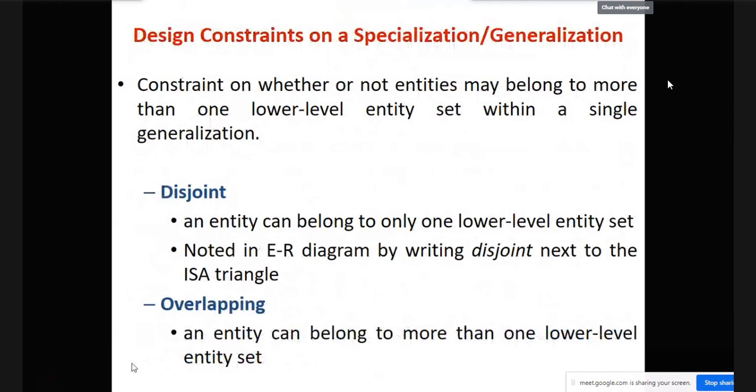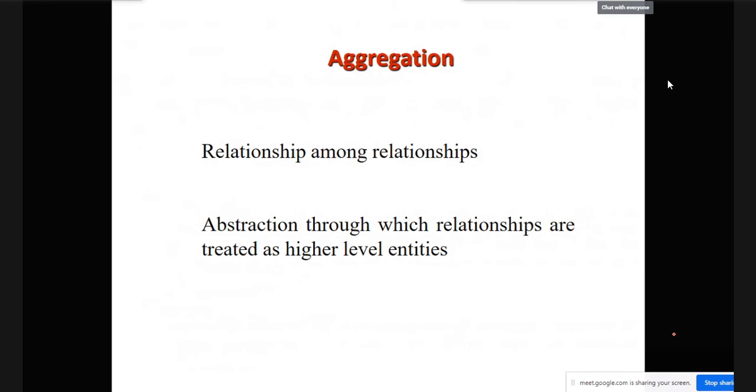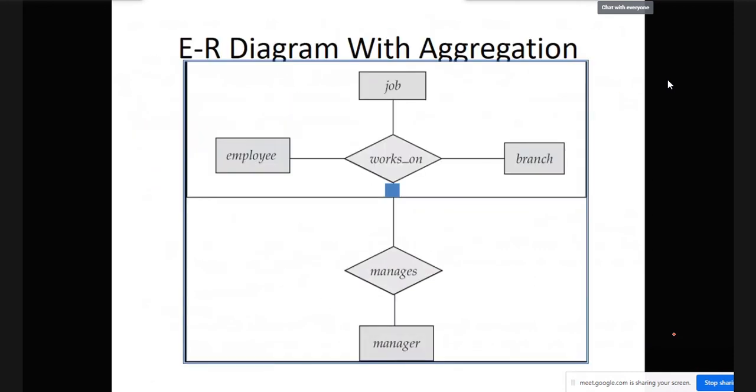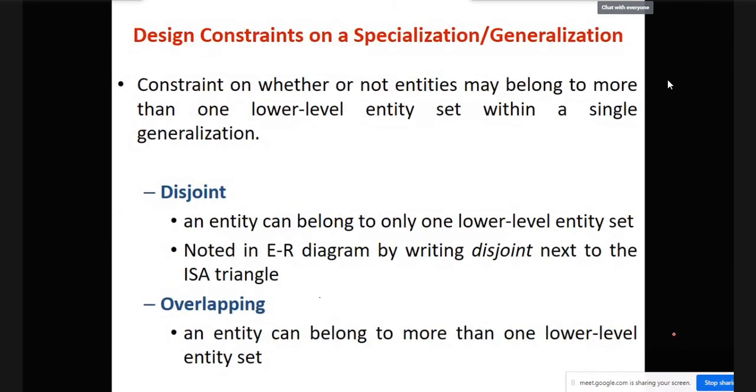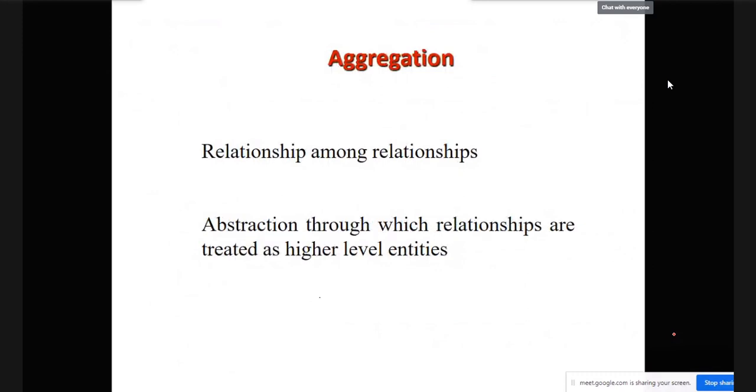So that is given. An entity can belong to only one lower level entity set. That is known as disjoint. Noted in an ER diagram by writing disjoint next to the is-a triangle. Or the second way I showed you, circle and D, small d. Overlapping, an entity can belong to more than one lower level entity set is allowed. That is overlapping. Okay. Last part, that is aggregation. And then we will, next time, aggregation part I will cover in the next lecture only. Till here, whatever we have, sorry.